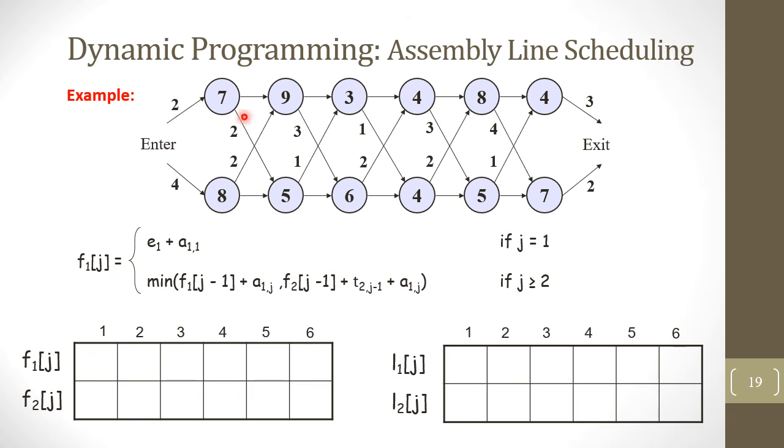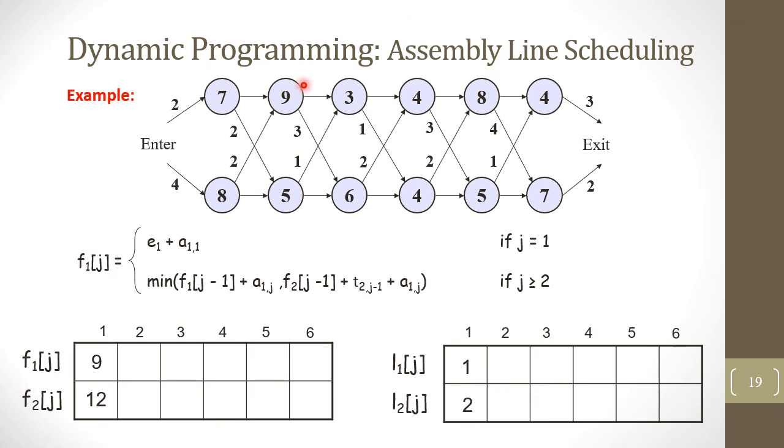So what will be the fastest time to station 1 on line 1? 2 for the entry plus 7 for the assembly, a total of 9. So the fastest time to reach this station is 9 through line 1. So we enter 1 in the L table. For station 1 on line 2, 4 is the entry time plus 8 is the assembly time, a total of 12. So we enter 12, and it was entered through line 2. So in the L table we will write 2.